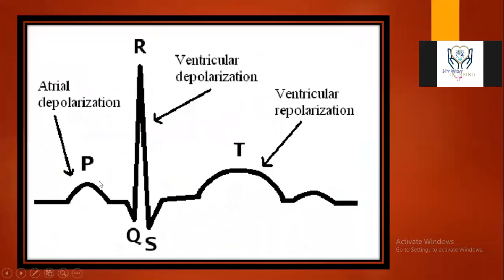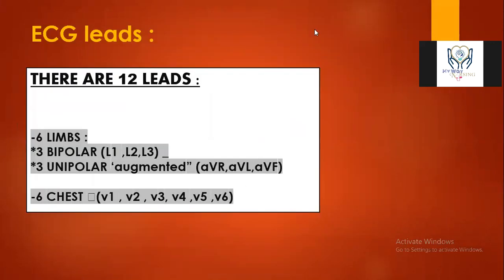This picture is very good. We have the P wave, atrial depolarization, QRS, beginning of the ventricular depolarization or contraction. And then the ST segment, beginning of the ventricular repolarization. And then we have the T wave, ventricular repolarization or relaxation. Everything is clear, guys?